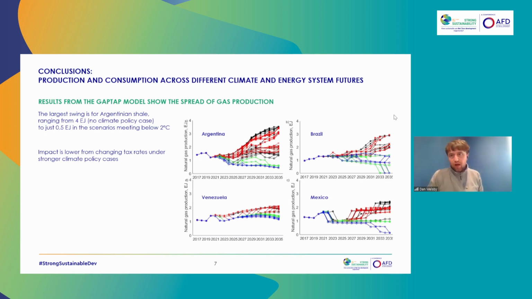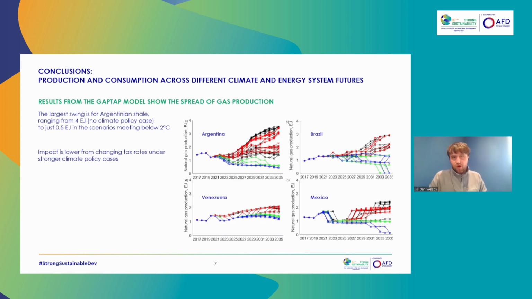So those are the outputs from the energy system model, which, as I said, has quite an aggregated view of Central and South America as a single region. So what we then tried to do is look at these in a bit more detail, in terms of the granularity, in terms of individual countries and what that might mean for individual countries. And what we generally found was that the largest swings, or the largest variations in country level production, was particularly in Argentina.